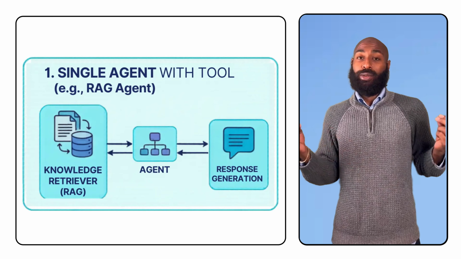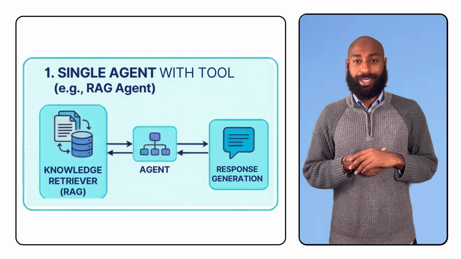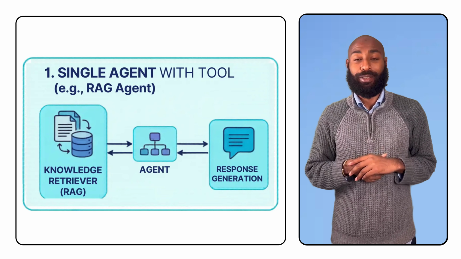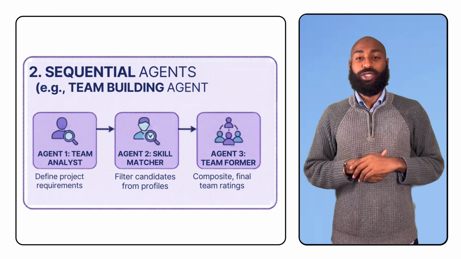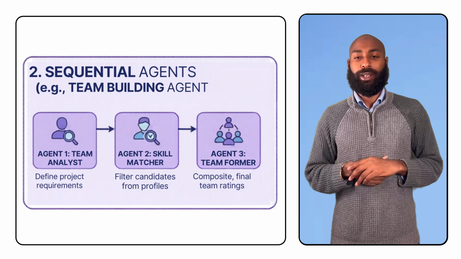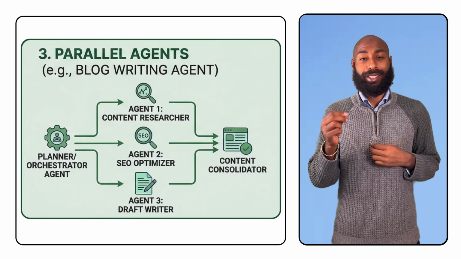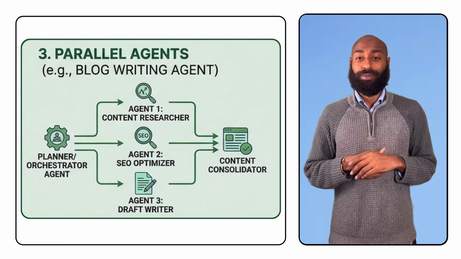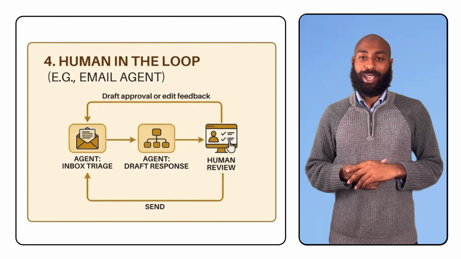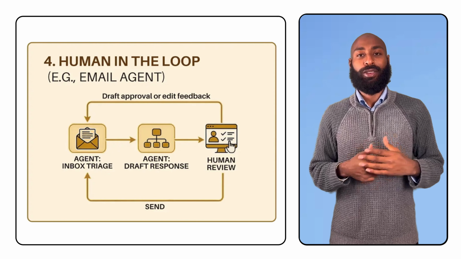A single agent with tools works well when one agent can handle the task and just needs access to outside information or capabilities. Sequential agents are best when the workflow needs structure, order, and dependable handoffs. Parallel agents make sense when subtasks can run independently and speed matters. Human in the loop is the right choice when accuracy, judgment, and accountability are critical.